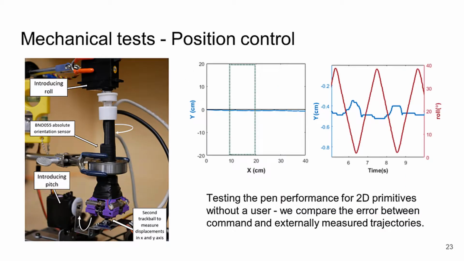Position control test setup. The Phasking pen's shaft is held in a vise with roll and pitch disturbance applied at the top of the shaft and through the contact ball respectively. The onboard processor controls the contact ball trajectory using orientation, roll, pitch, yaw, and internal ball motion. An external trackball measures ball movement relative to a global reference. To assess performance, we compare error between command and externally measured trajectories.